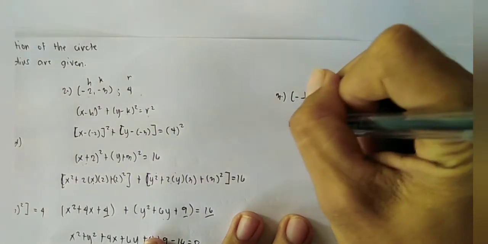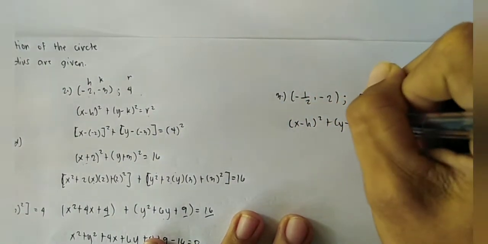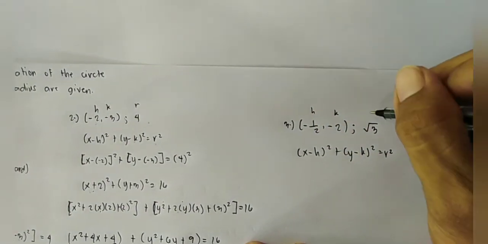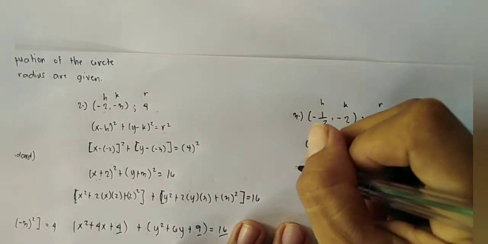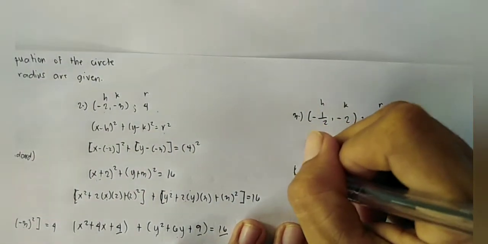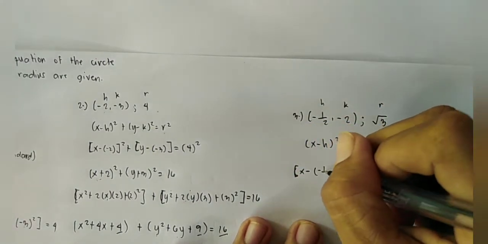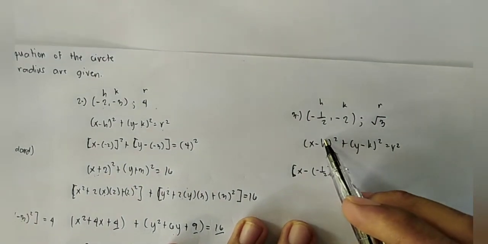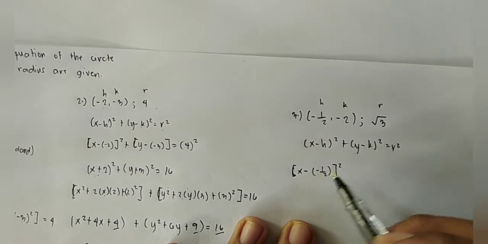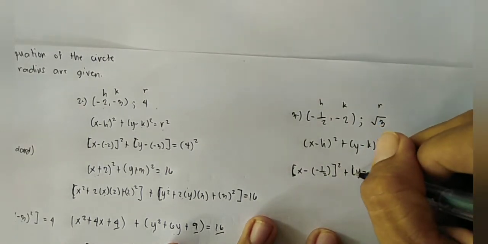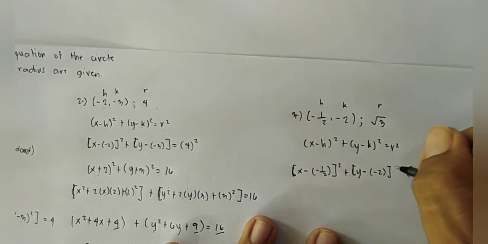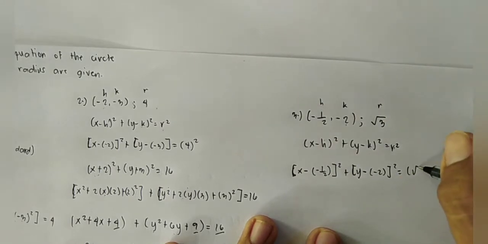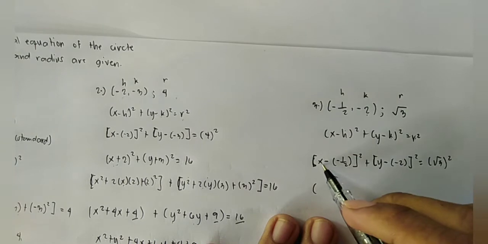We have here (x minus h) squared. Rewrite again the standard form of the equation of the circle. So our h here is negative 1/2, our k is negative 2, and our radius is the square root of 3. So substitute that one. (x minus, okay, again let us use bracket. (x minus negative 1/2), then squared. Our h here is negative 1/2, that is why it becomes negative 1/2, plus (y minus negative 2) squared is equal to, our r is the square root of 3. So square root of 3 squared. So we have x minus negative 1/2.